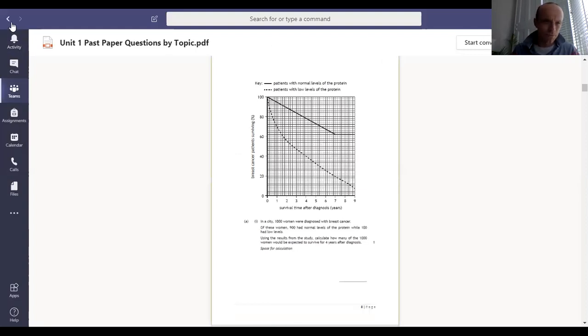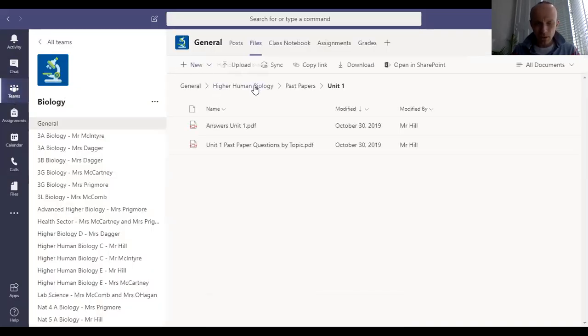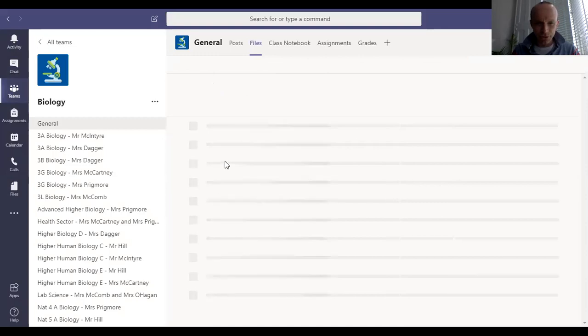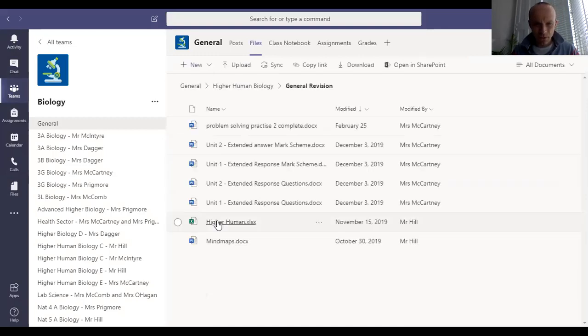Okay, so if we come out of that and I go to the general revision, just down at the bottom. Okay, so again, in here, there's more revision. There are extended response questions, so almost like essay questions to help with your revision. And there'll also be some problem solving help and practice here as well.